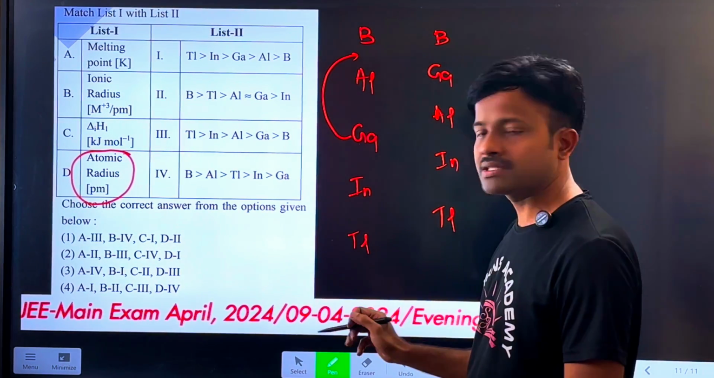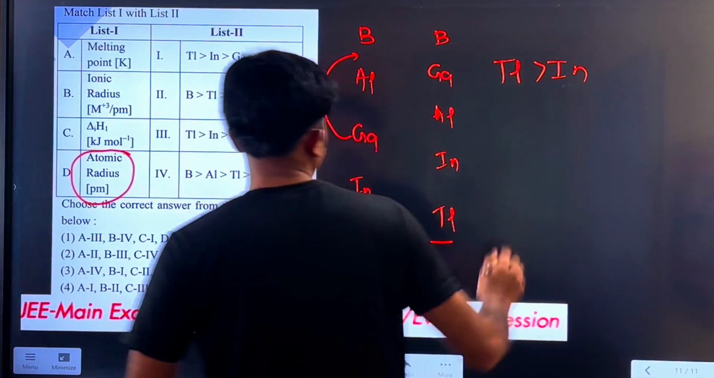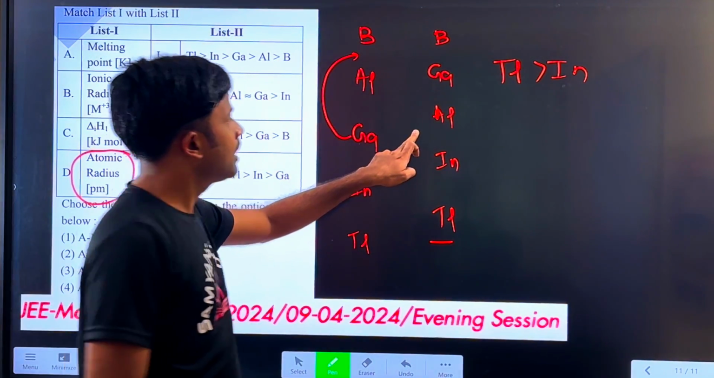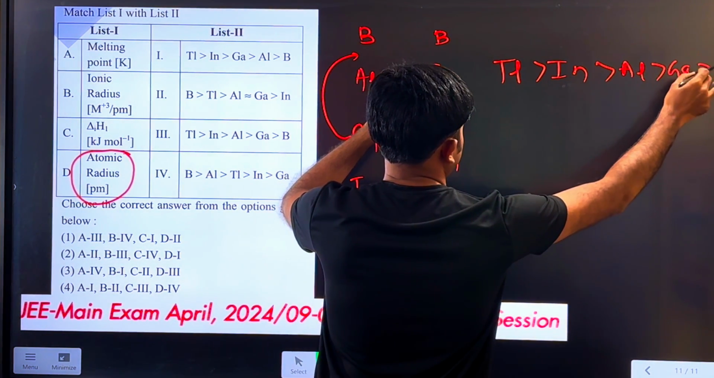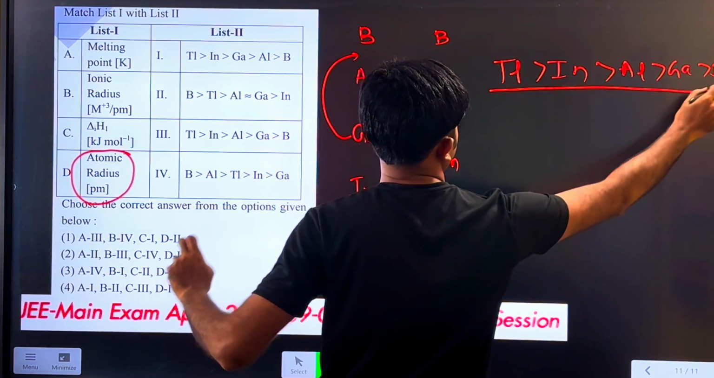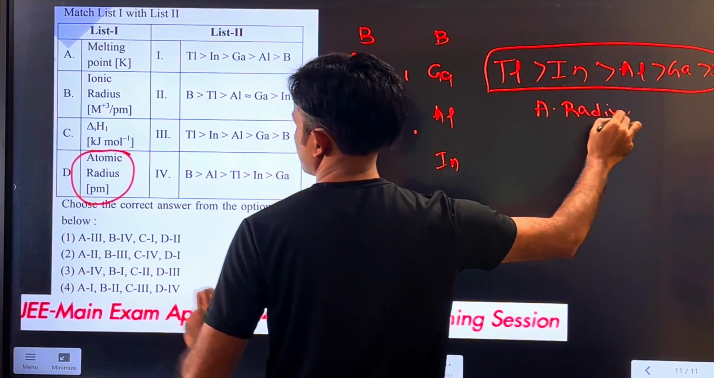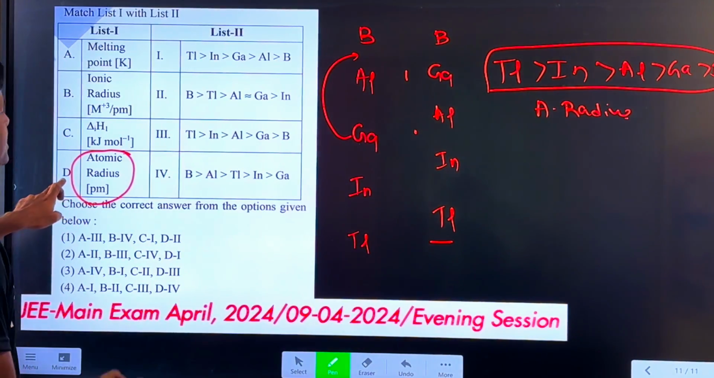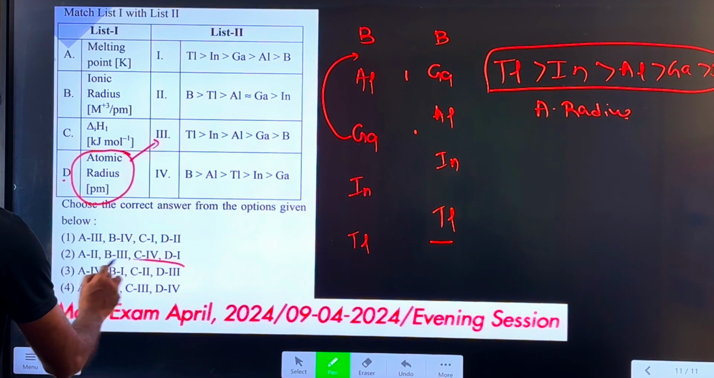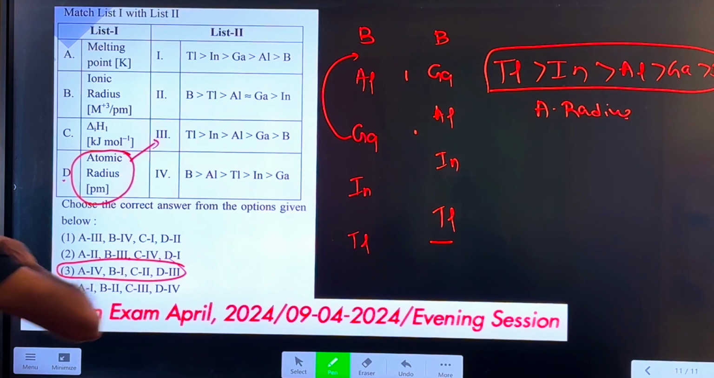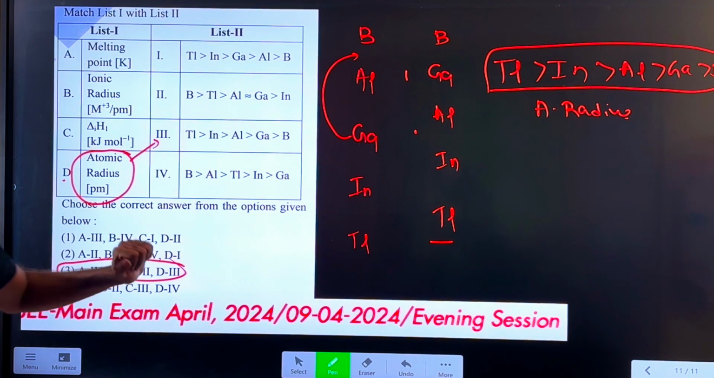Which is more in size? Thallium is more in size. Next indium will come, after indium aluminium, after aluminium gallium, and then boron. So thallium, indium, aluminium, gallium, boron. This is atomic radius. Which one is matching here? D is matching with 3, and here we have only one such option. So this is our right option. In this way also you can select the options.